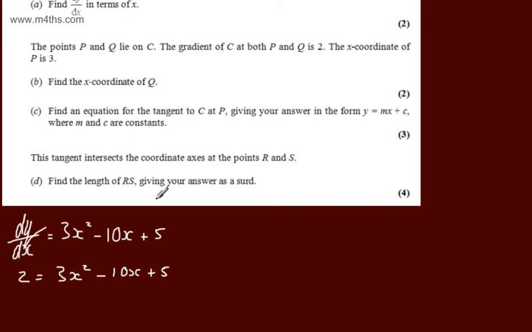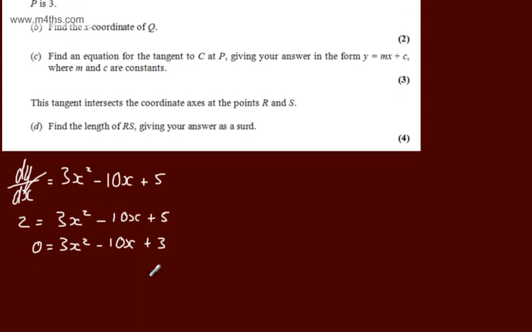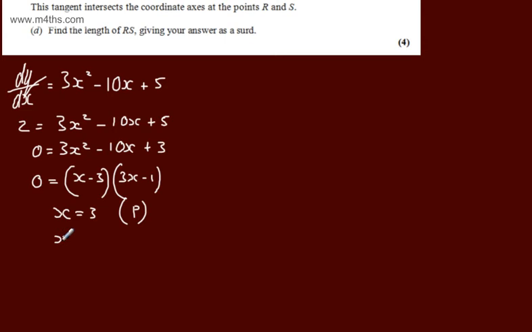So we can write 2 is equal to 3x squared minus 10x plus 5. If we solve this quadratic equation, one of the solutions will be x is equal to 3, and that corresponds to P, and the other will be the x-coordinate of Q. So 0 is equal to 3x squared minus 10x plus 3. Using the linear factor of x minus 3, this gives us x minus 3 multiplied by 3x minus 1. So x is equal to 3, which corresponds to P, and x is equal to 1/3, which corresponds to Q.